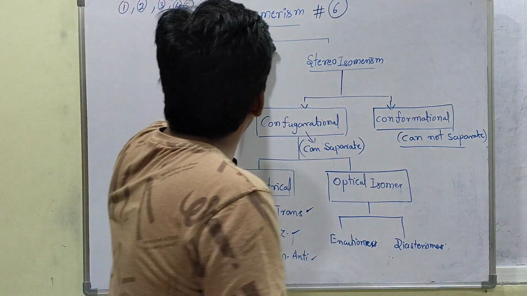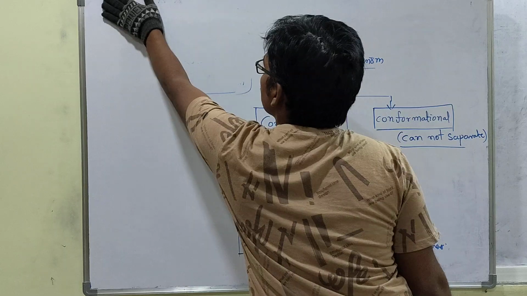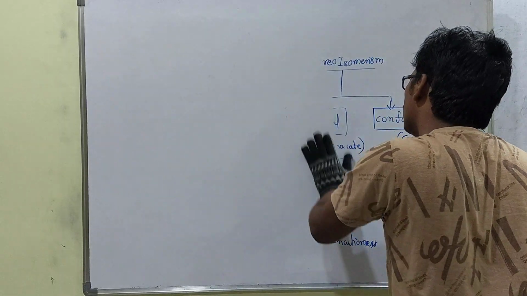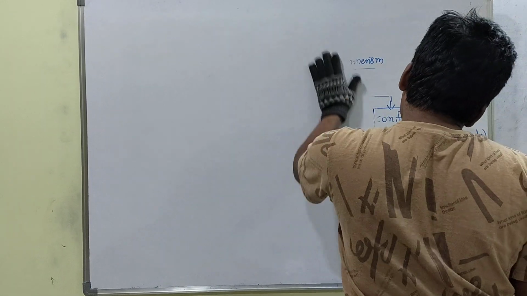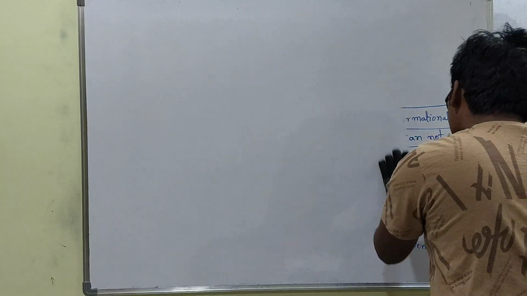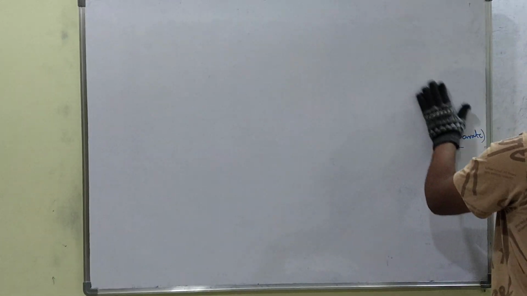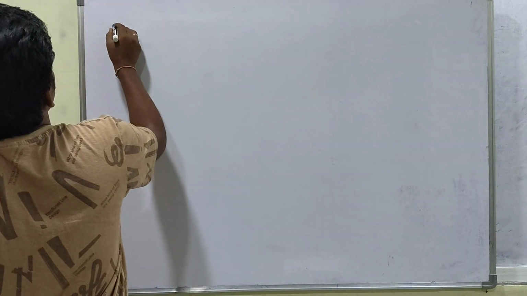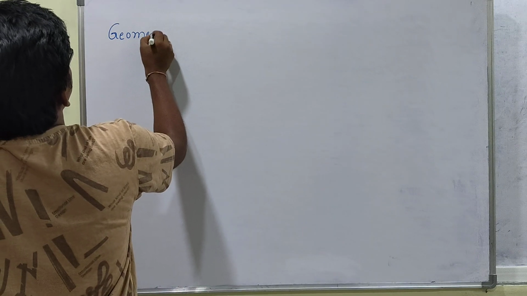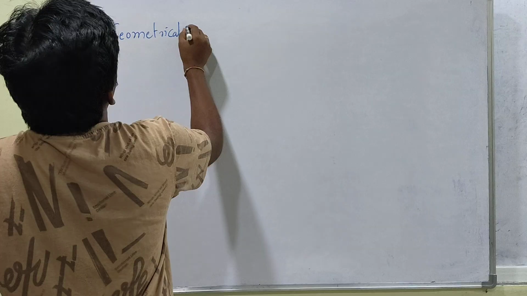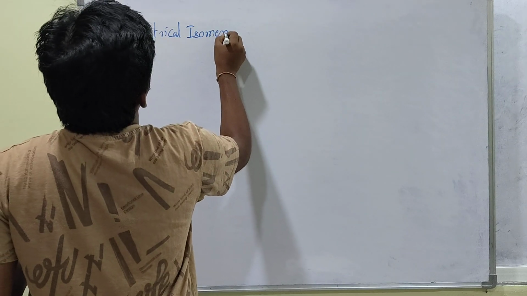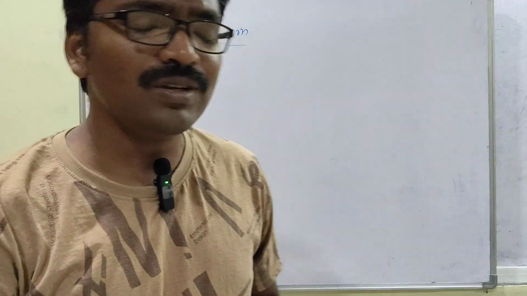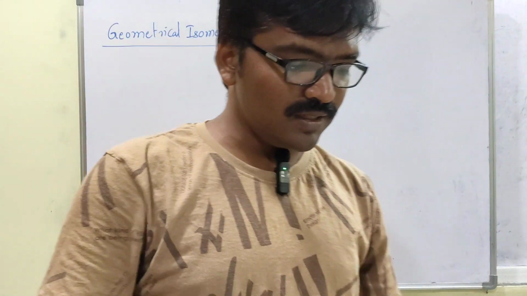So today's topic is geometrical isomerism. In geometrical isomerism, what is cis-trans isomerism? What is EZ isomerism? What is Syn and Anti isomerism? Which type of compounds exhibit geometrical isomerism? That we are going to discuss. To exhibit geometrical isomerism, some conditions are there. What are those conditions? We have to discuss now.